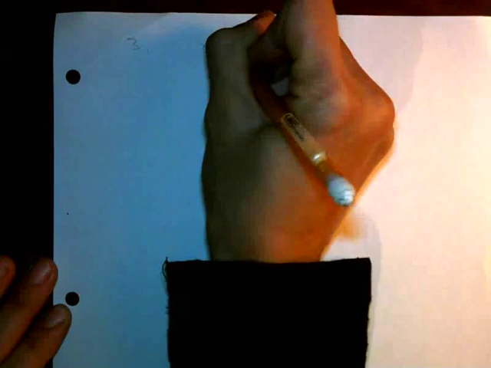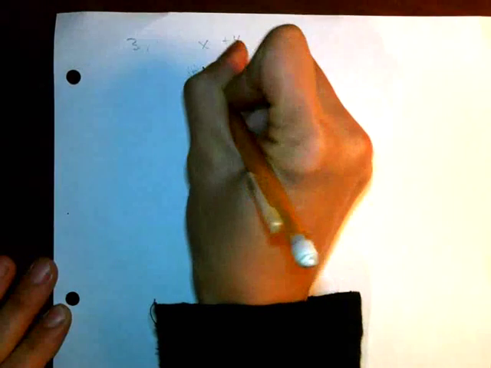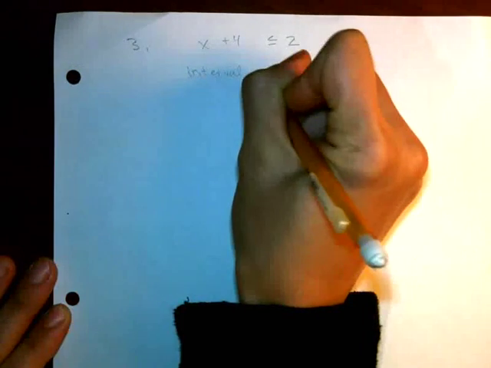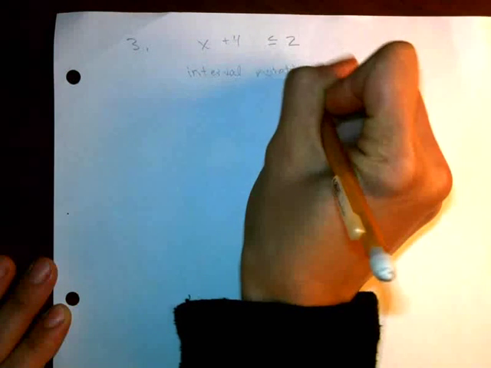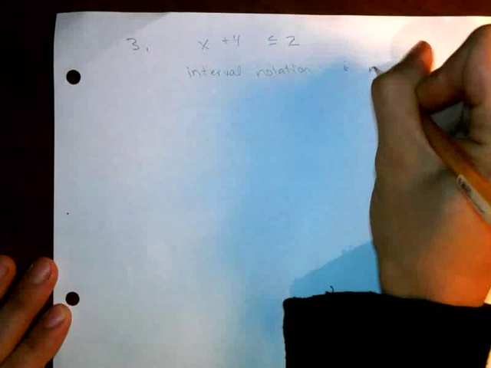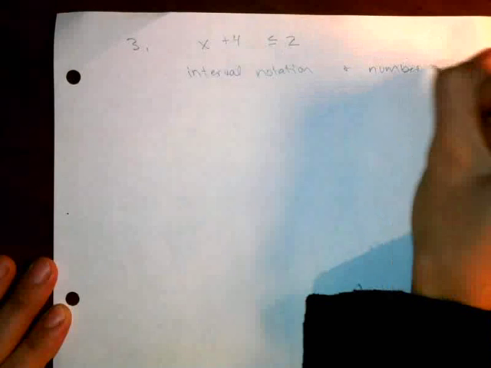The next problem on the quiz was an equation that said the absolute value of x plus 4 is less than or equal to 2, and I asked you for interval notation and a number line.